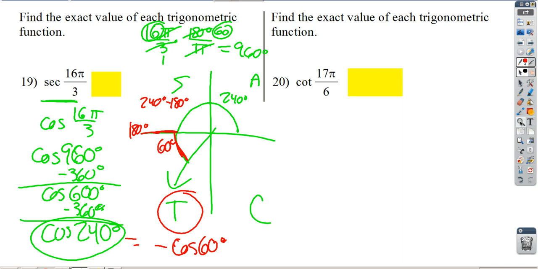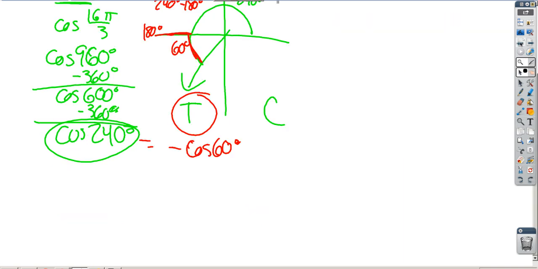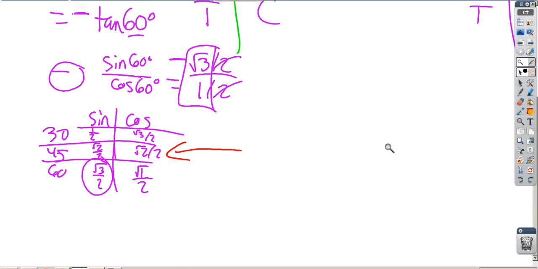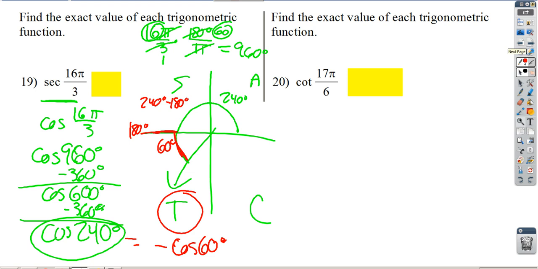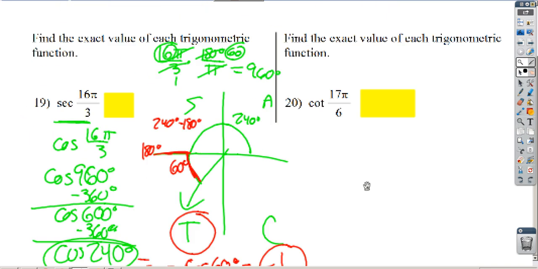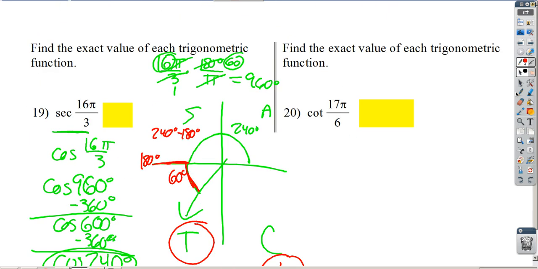So negative cos 60, well, if we go back to our table, cosine of 60, where is that? It's right here. Cosine of 60 is equal to 1/2. So that means cosine of 240 is going to be equal to negative 1/2. Okay, but let's be careful because that's not what our original problem asked. Our original problem asked for secant. So this one is negative 1/2. That means this one is going to be the reciprocal of negative 1/2, which is negative 2 over 1, or just negative 2. And that's our result.